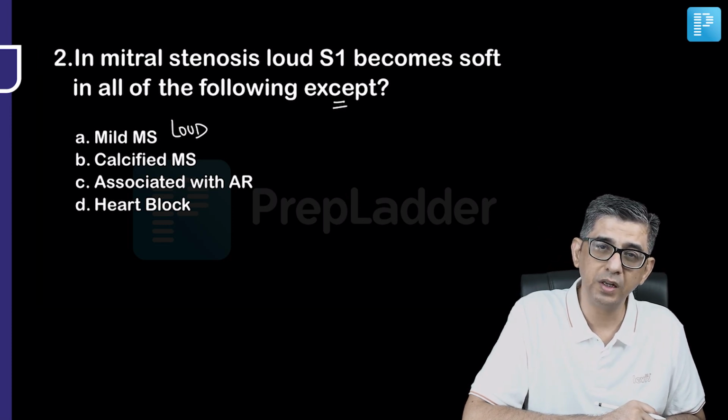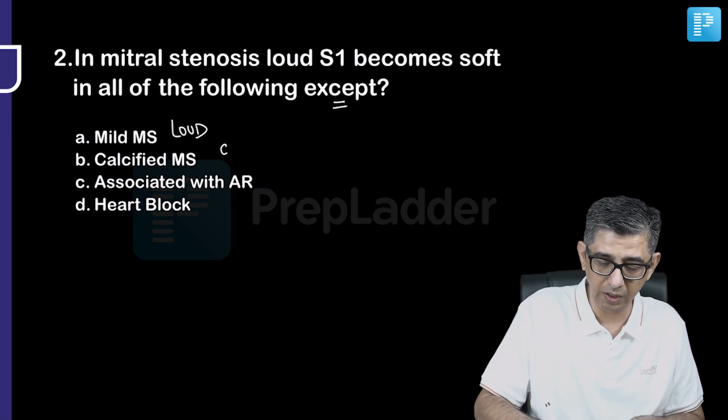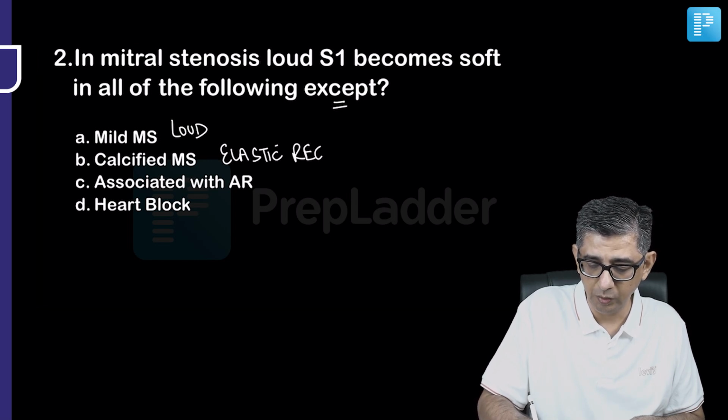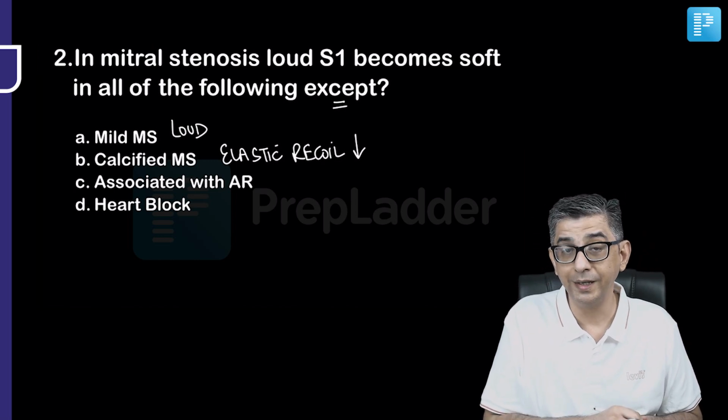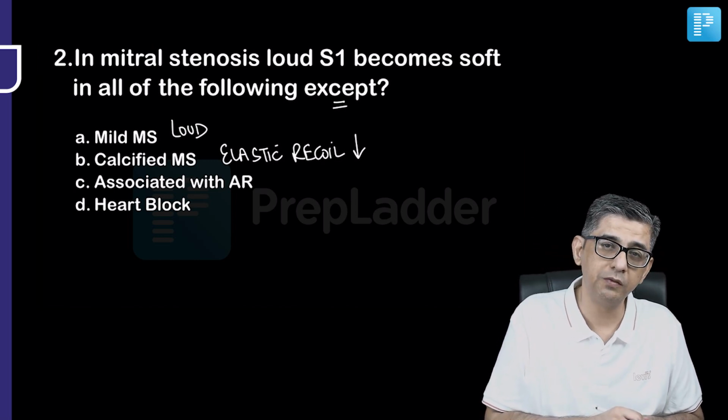But when it comes to calcification, the main point is that with a calcified valve, the elastic recoil of the valve will become lesser. The moment the elastic recoil becomes lesser, the intensity with which the valve is closing will also be lesser.